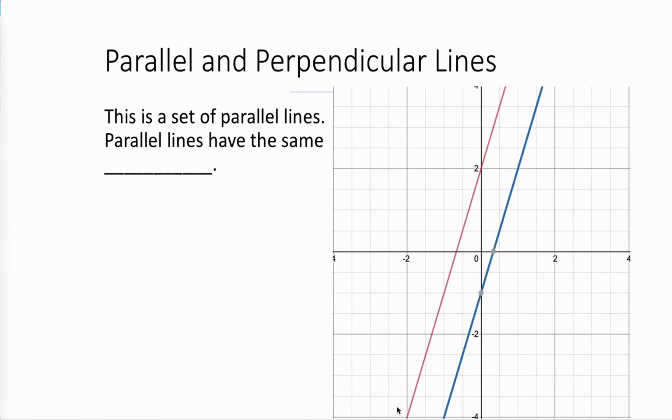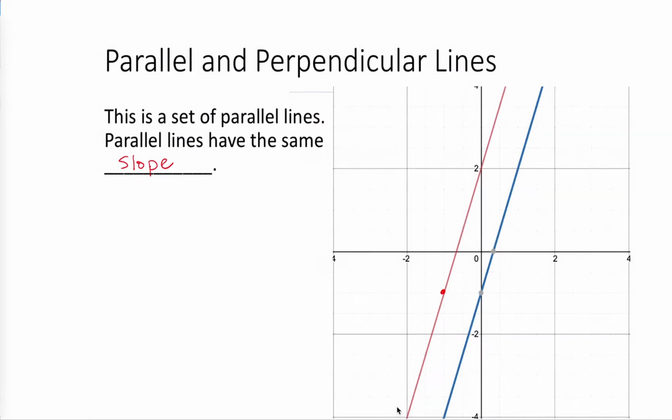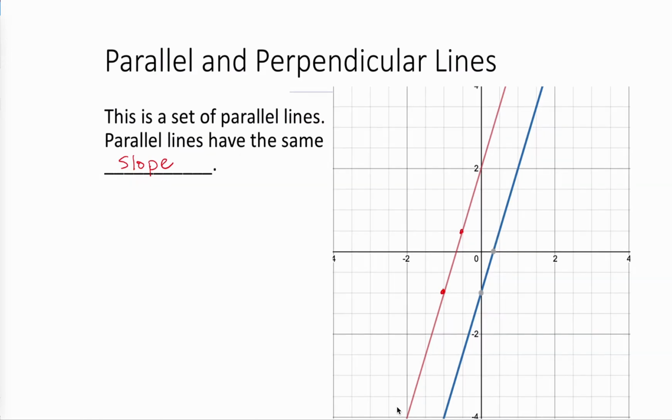This is a set of parallel lines. Parallel lines have the same slope, right? So, the slope of this: rise 3, run 1. Slope of this: rise 3, run 1. Both of these have a slope of 3.